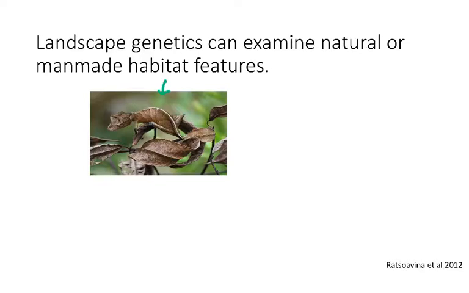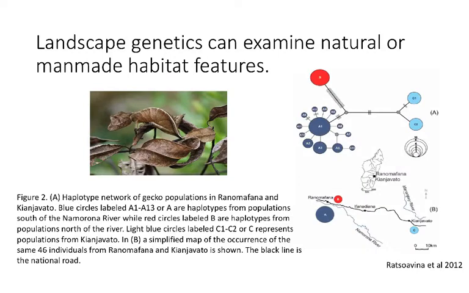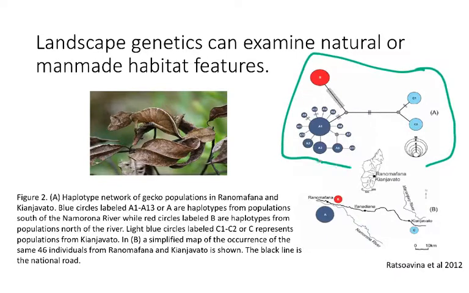In this paper, what they did, and this also ties in really nicely with what we talked about previously with our phylogeography topic, is collect geckos from different locations in Madagascar, and first of all they built a haplotype network, which is shown here, which we all know how to interpret and even make at this point. So they had three different populations, A, B, and C.